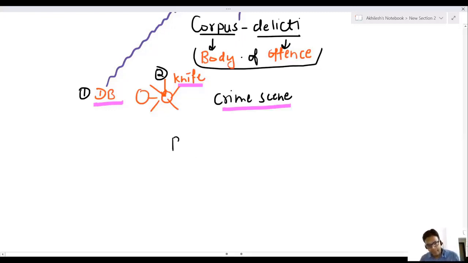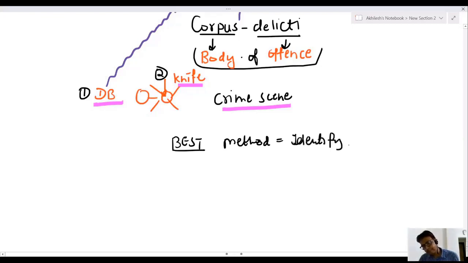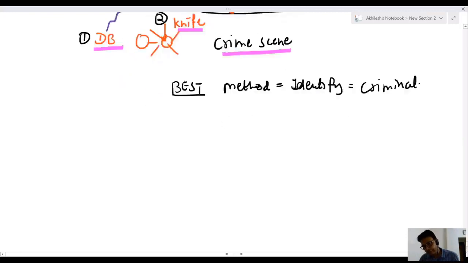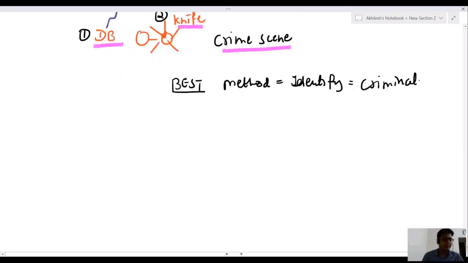Now, sir, best method to identify a criminal. Best method to identify a criminal is fingerprinting.